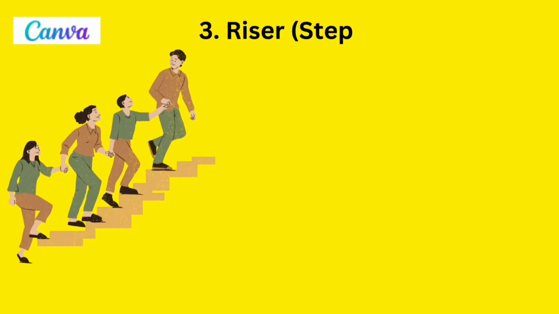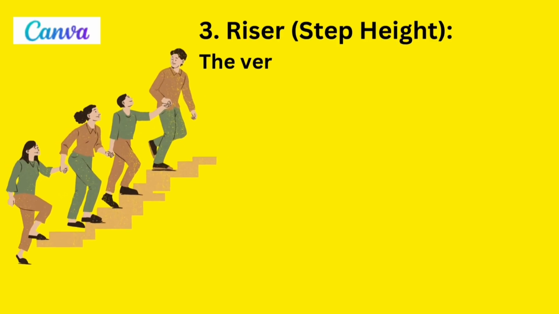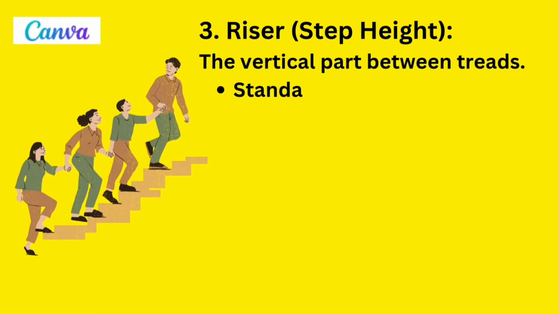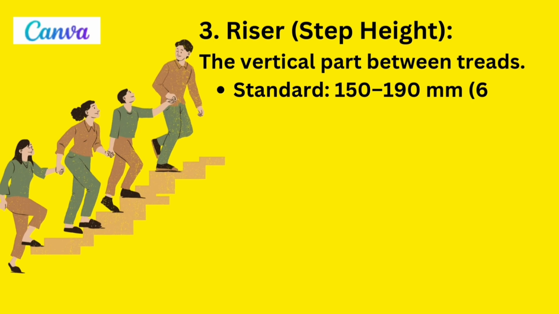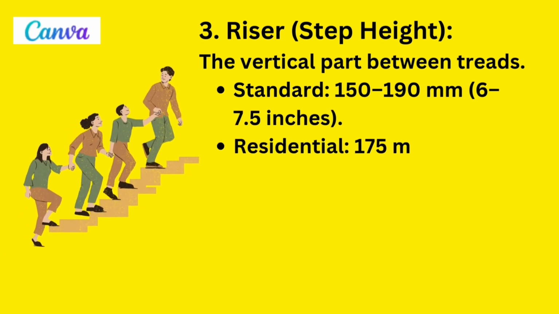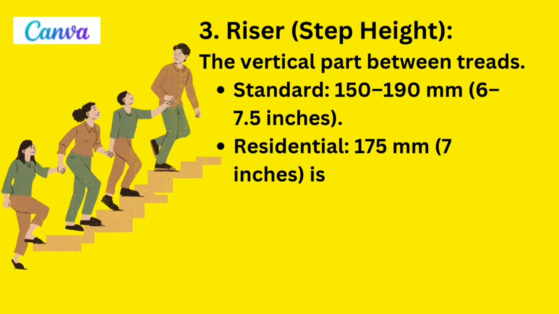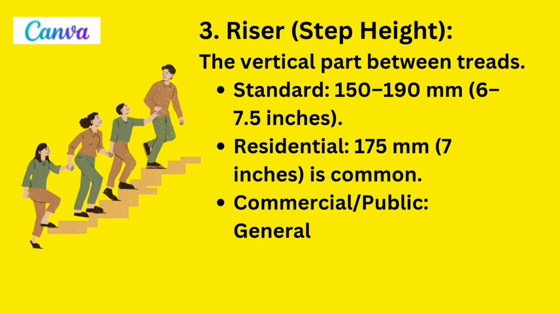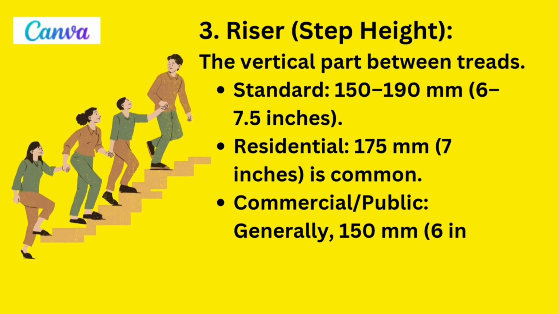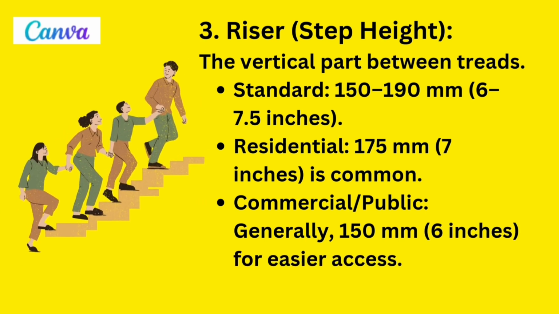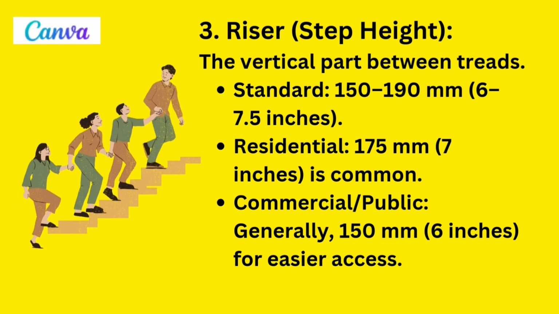And number 3, riser height. The vertical part between treads. Standard is 150 to 190 mm, that is 6 to 7.5 inches. Residential, 175 mm, that is 7 inches, is common. Commercial or public generally 150 mm, that is 6 inches, for easier access to be used.